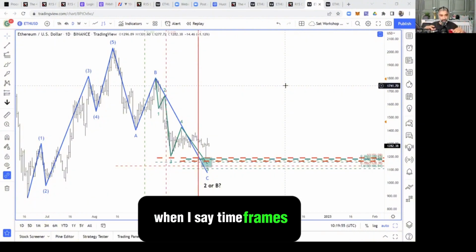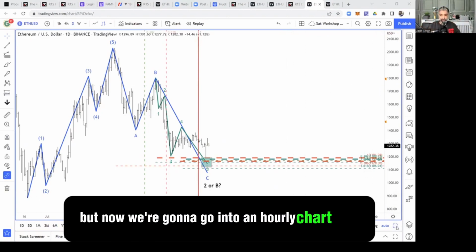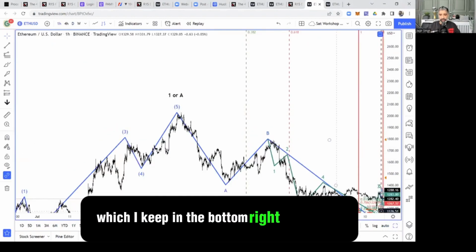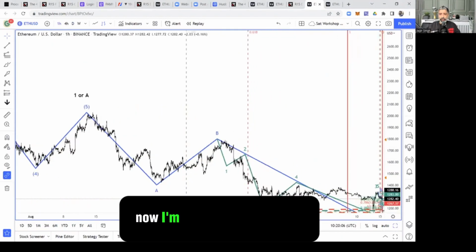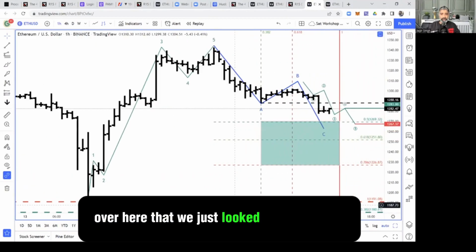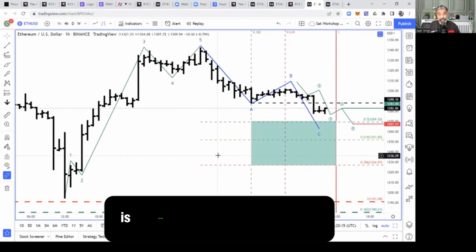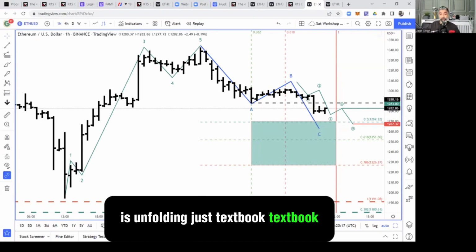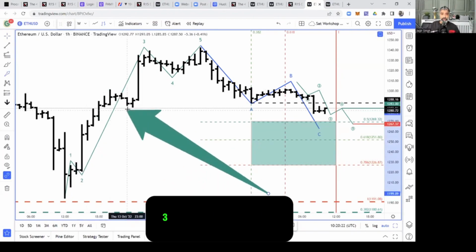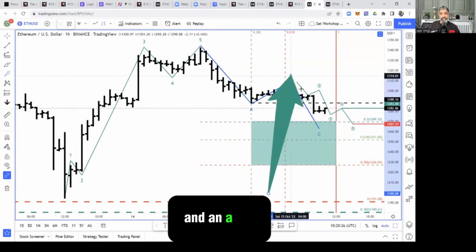And when I say time frames, we're on a daily chart right now, but now we're going to go into an hourly chart, right? So we're going to pop out of this and go into an hourly chart, which I keep in the bottom right hand corner. And now I'm going to zoom in to this part of the market over here that we just looked at on the daily. And at the moment, this is live data, right? It's unfolding just textbook. What do we notice? Well, we notice this 1, 2, 3, 4, 5 wave structure and an A, B, C.